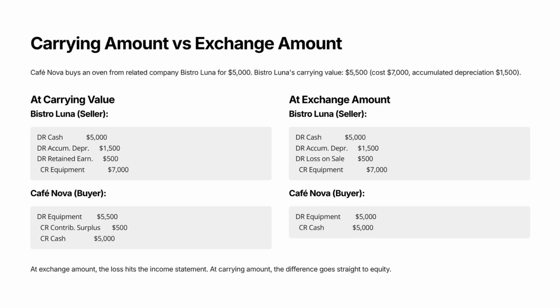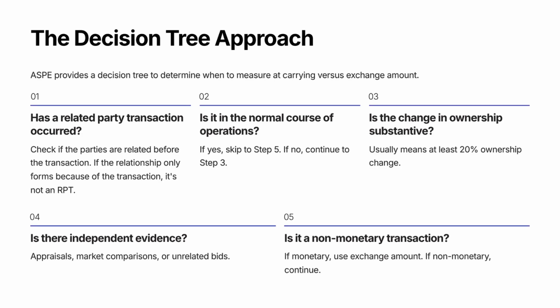See the difference? At the exchange amount, the loss hits the income statement. At the carrying amount, the difference goes straight to equity. Smooth, right? Now let's talk about how we decide which method to use. ASPE provides a decision tree to help determine when to measure at carrying versus exchange amount.